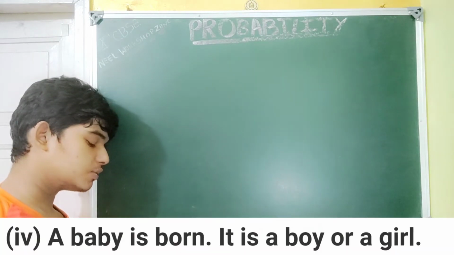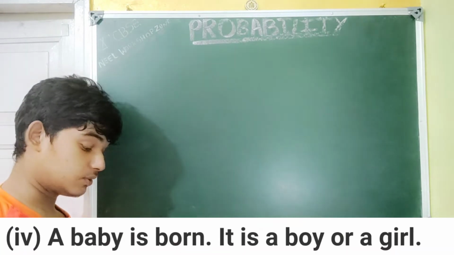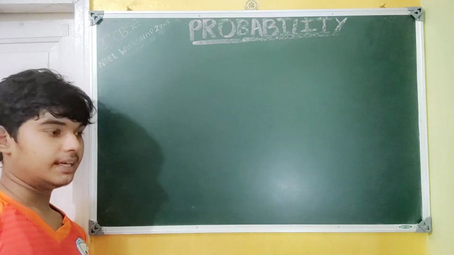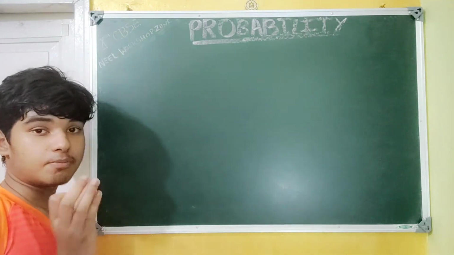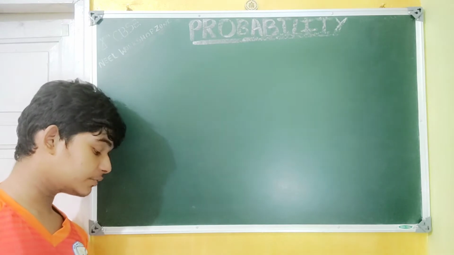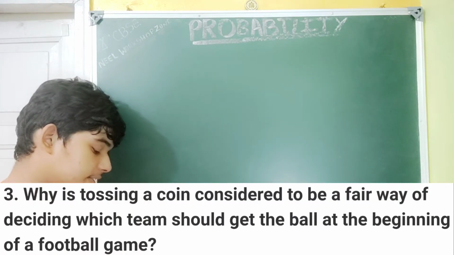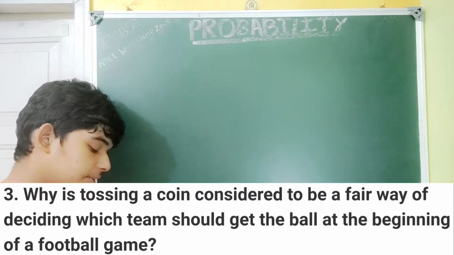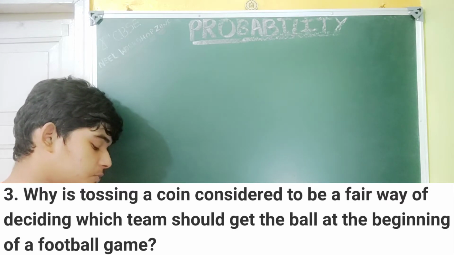Next one, a baby is born. It is a boy or a girl. This also is an equally likely outcome because, like it says here, it can be either a boy or a girl. Next one, why is tossing a coin considered to be a fair way of deciding which team should get the ball at the beginning of a football game?